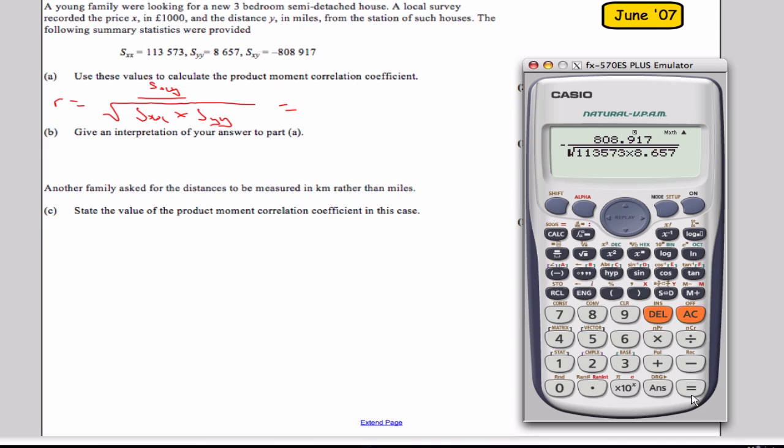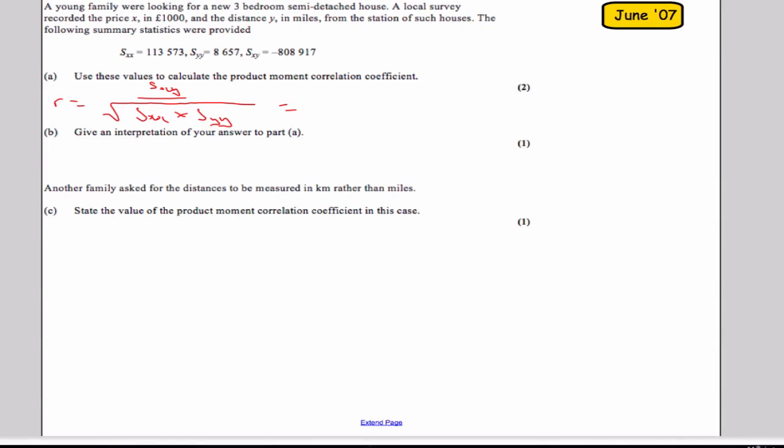Okay, so apologies for that. It obviously didn't transfer over when I cut it in. So here we go. Minus 0.815798129. Let's go to 3 sig fig. Minus 0.816.